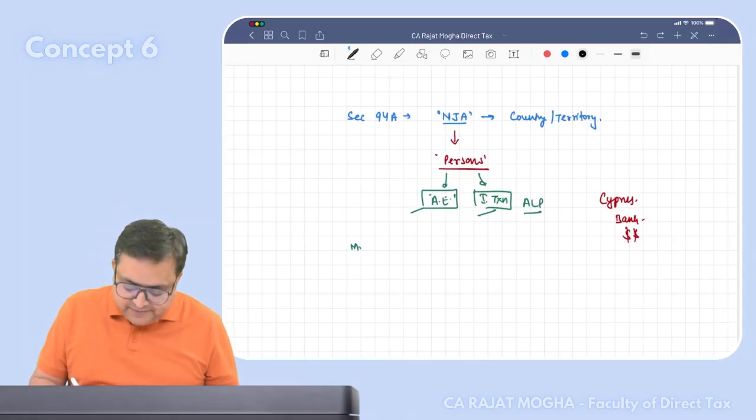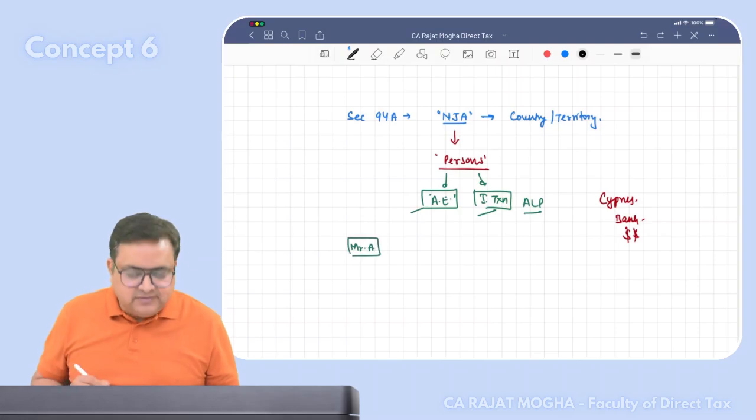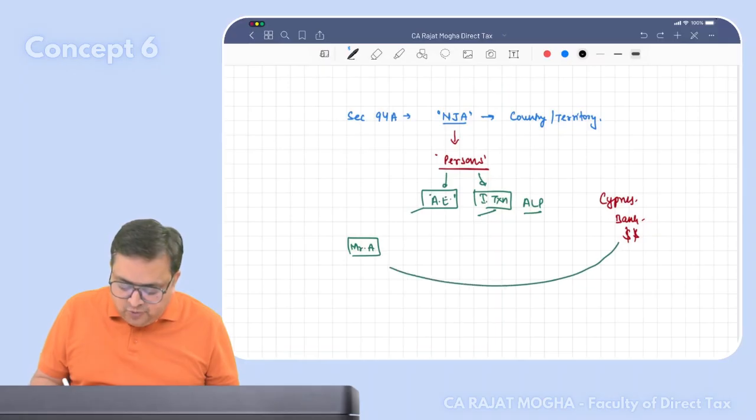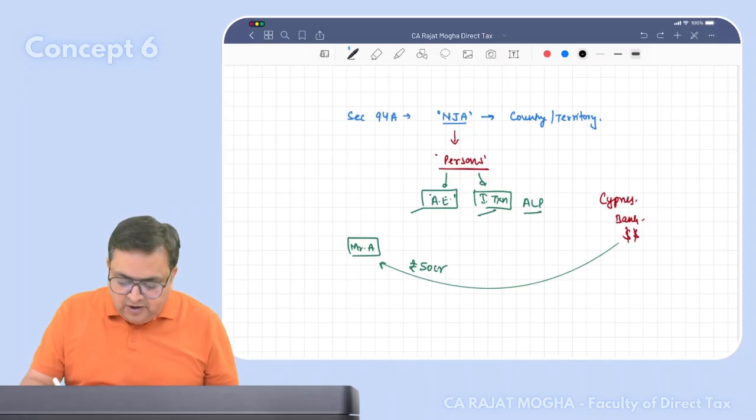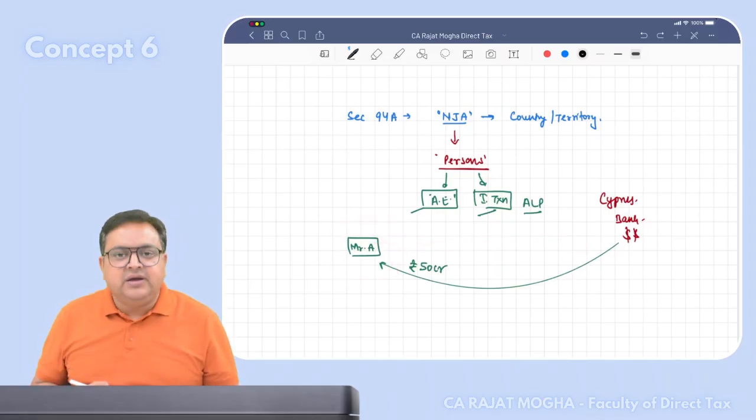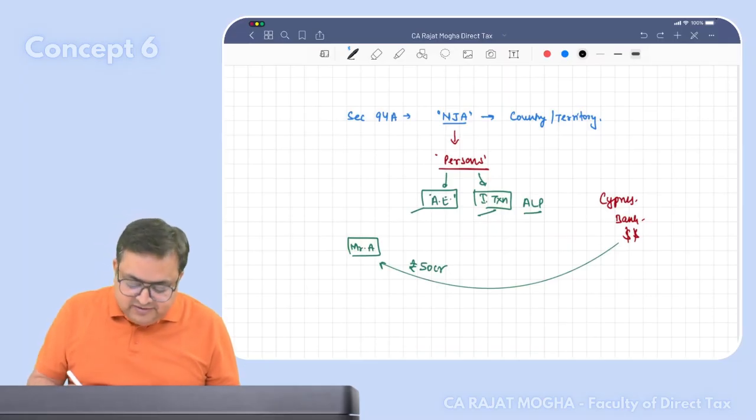Then the second thing is that if you transact with them, let's say, for example, this is Mr. A. He is in India. And let's say, for example, you have taken a loan from this bank, which is in Cyprus, a loan of, let's say, 50 crores. Now, whatever interest you are paying, we will disallow it.